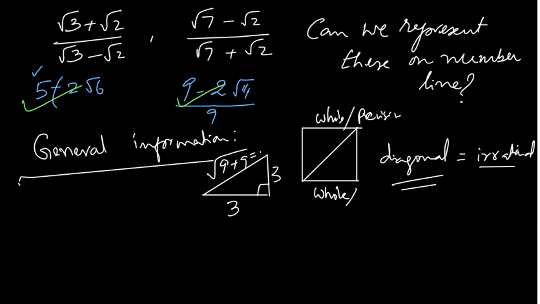So this is square root of 18. It is not a perfect square. So yeah, you will get 9 root 2 actually. So you always have, if this is a and this is a, you will have a root 2 as the diagonal.